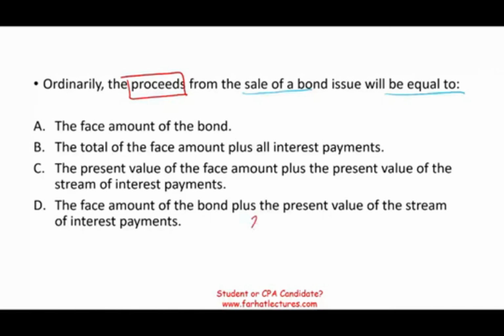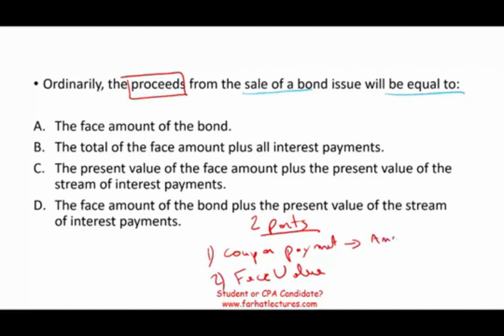The bond is composed of two parts. Coupon payments. So when you buy a bond, you're going to get coupon payments, and you're going to get the face value, which is the amount for the bond. You get two things, the coupon payment and the face value. The coupon payments are an annuity. So it's a series of payments, and the face value is one payment. So to find the price of the bond, to find the proceeds, you have to discount those two.